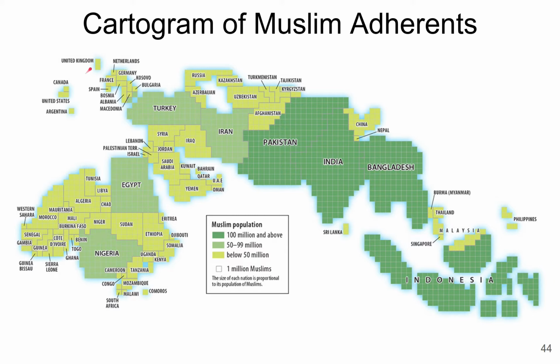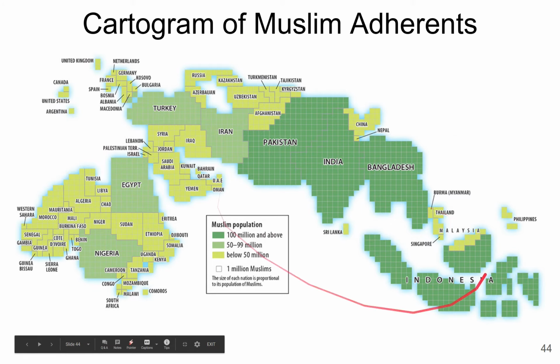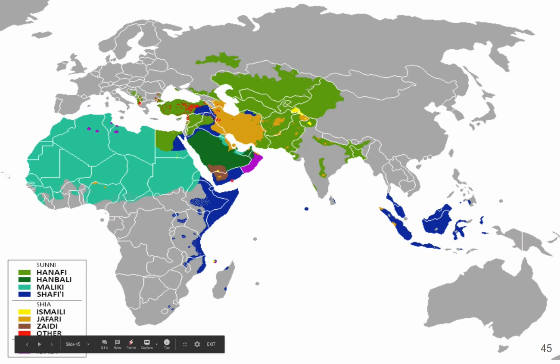US, Argentina, UK, Spain, France, tiny, tiny, tiny. Most of them in the Mideast. Oh, I like this. We're going to be looking at these people in a minute. This is China. So these are Muslims in China, the Uyghur people, and just showing the distribution of Shiites and Sunnis and others.